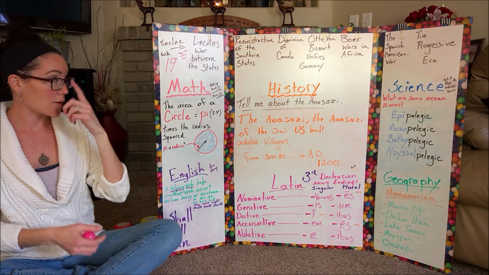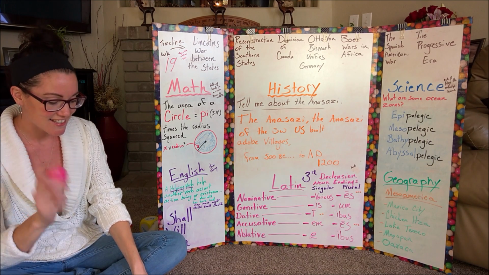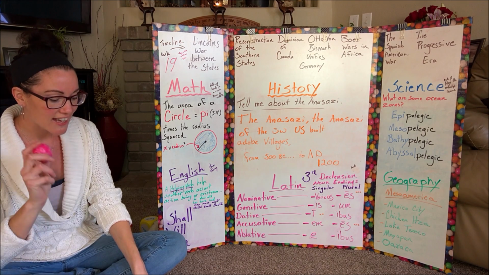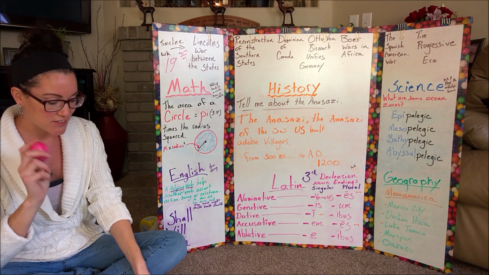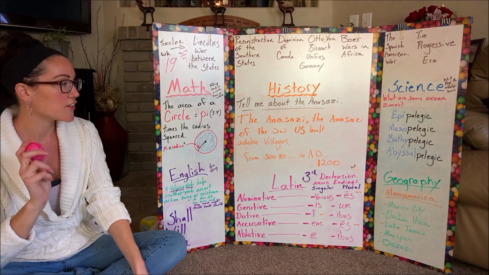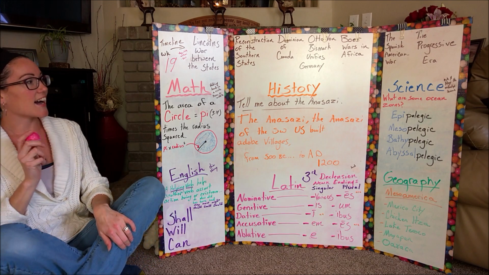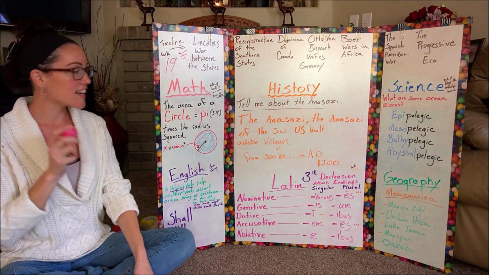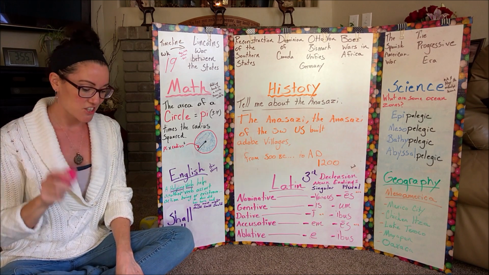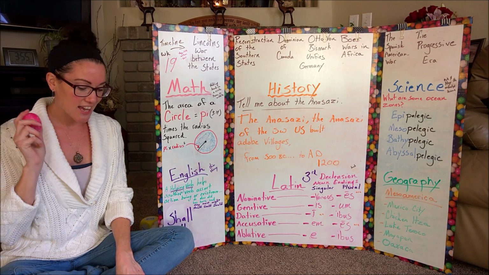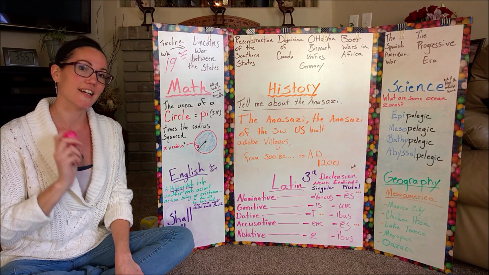Okay, history. Tell me about the Anasazi. The Anasazi of the southwestern United States built adobe villages in caves and on the sides of cliffs from 500 BC to AD 1200. The Anasazi of the southwestern United States built adobe villages in caves and on the sides of cliffs from 500 BC to AD 1200.